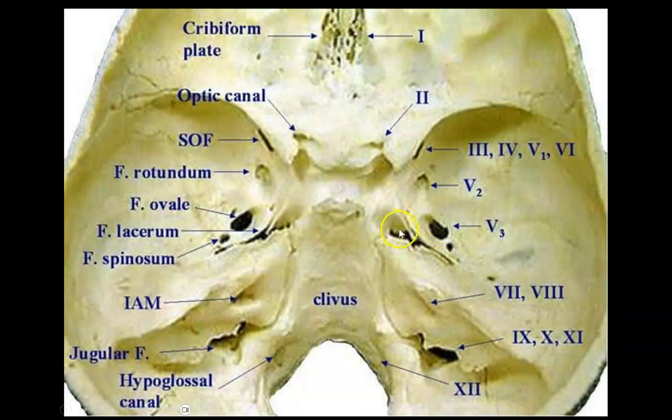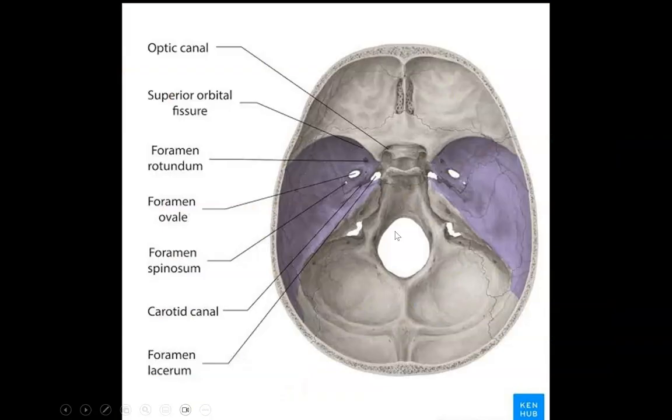Here you will find also the foramen lacerum between the petrous bone and the sphenoid bone, the basisphenoid. This is the foramen lacerum, closed by cartilage. You will see more: rotundum, oval, spinosum, foramen lacerum.